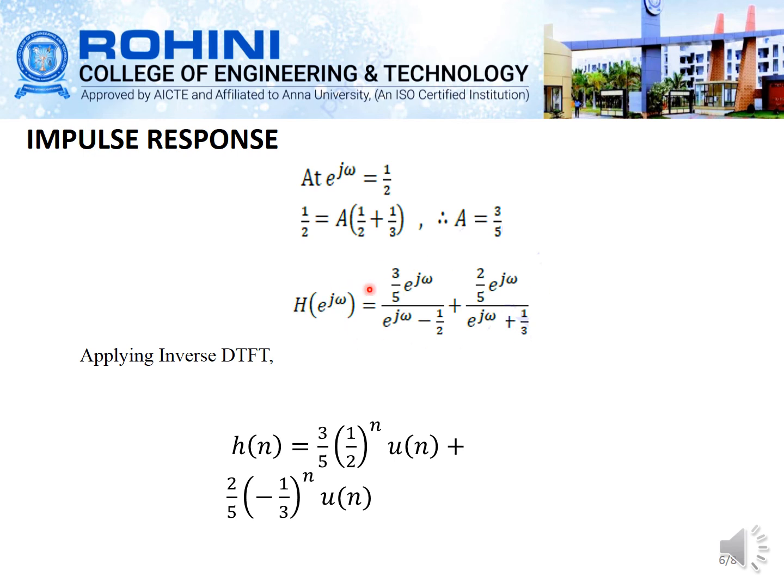To find the impulse response, we apply the inverse discrete time Fourier transform. The inverse DTFT of H(e^jω) is h[n], which for this expression is (1/3)(1/2)^n u[n] plus (2/3)(-1/3)^n u[n]. Thus we find the impulse response and also the frequency response for the given system function.